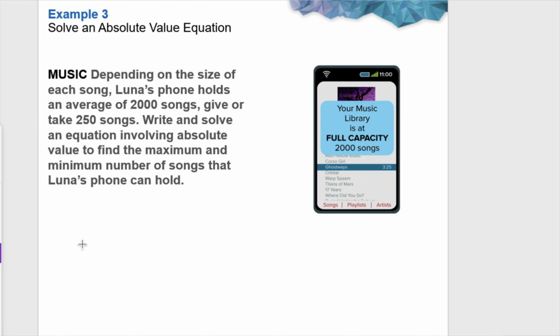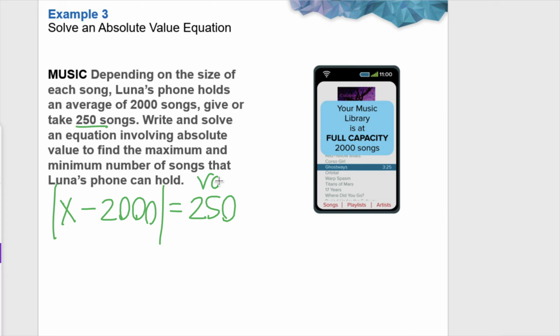Next up, we have a word problem. It says, depending on the size of each song, Luna's phone holds an average of 2,000 songs, give or take 250. Write and solve an equation involving absolute value to find the max and minimum number of songs that Luna's phone can hold. It can hold 2,000 songs, but it could be varying from 250 depending on how long they are. So the variance is 250. That means the variance would be equal to, and then the number of songs can be found by saying x minus 2,000.